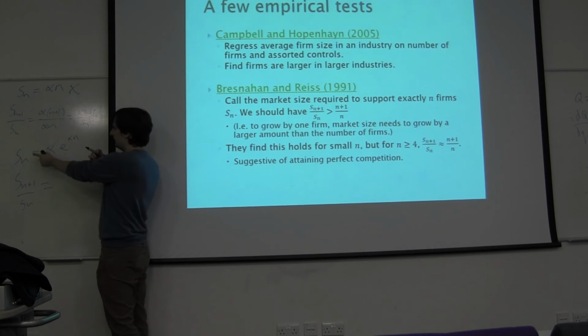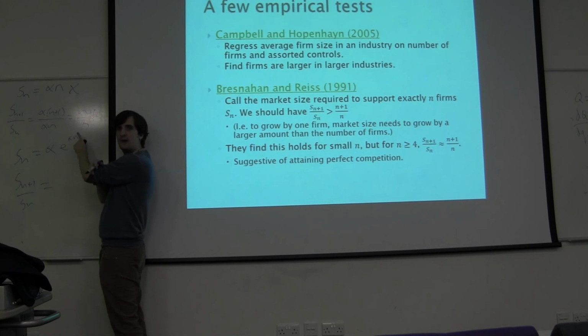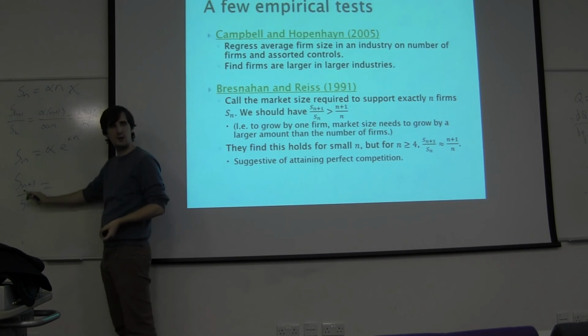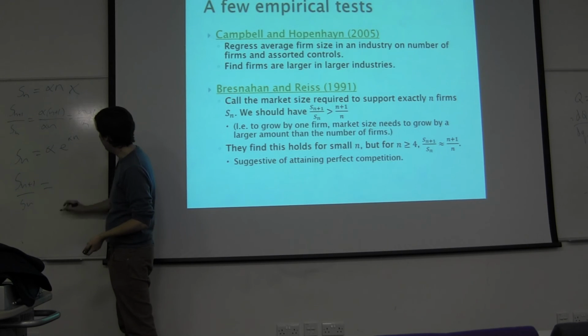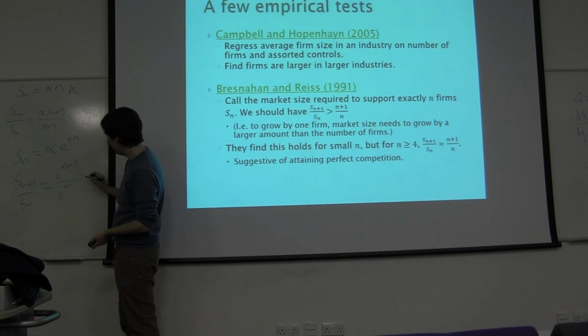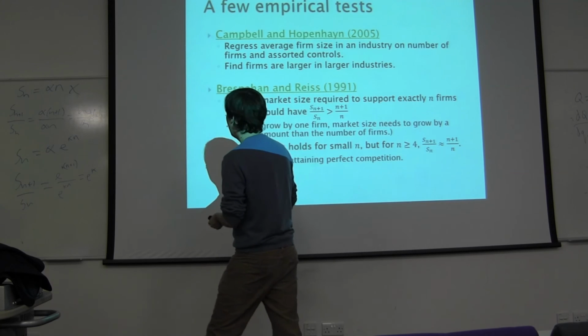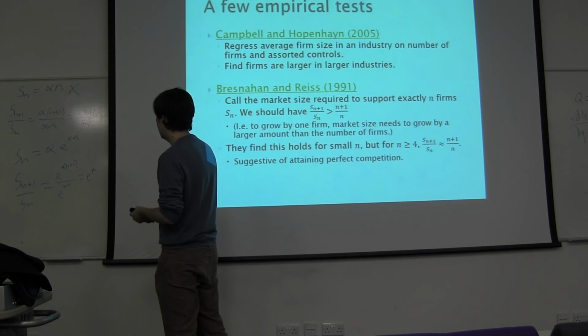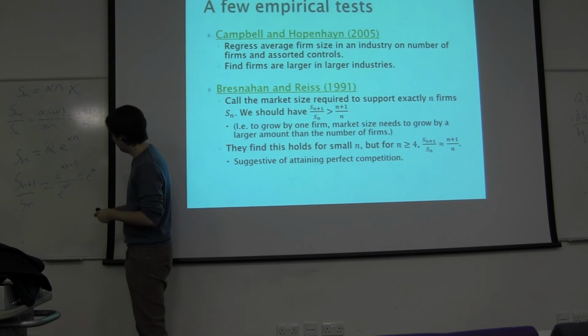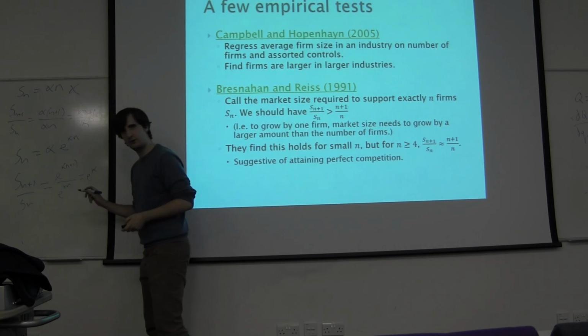So suppose the size of the market was alpha e to the kappa n. It's growing exponentially. Then what's this ratio, Sn plus 1 over Sn? The alphas cancel, it's e to the kappa times n plus 1, all divided by e to the kappa n, which, these things are going to cancel out, so this is a constant.